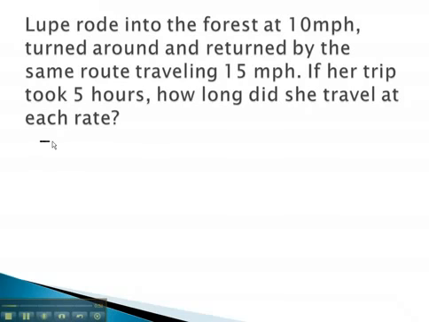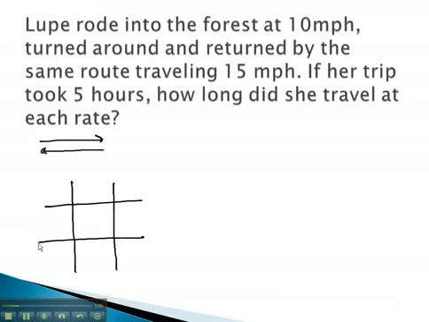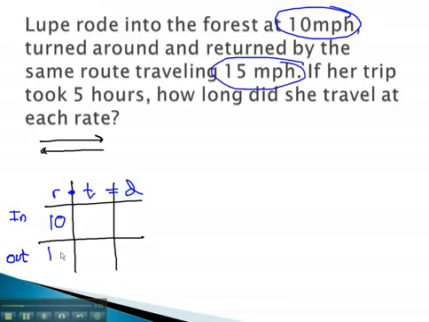In this example, we see Lupe run into the forest and then return home by the same route. Organizing our information in a table, we see that rate times time equals a distance. Going into the forest, her rate was 10 miles per hour. Coming out of the forest, her rate was 15 miles per hour. And we know the total time is 5 hours.